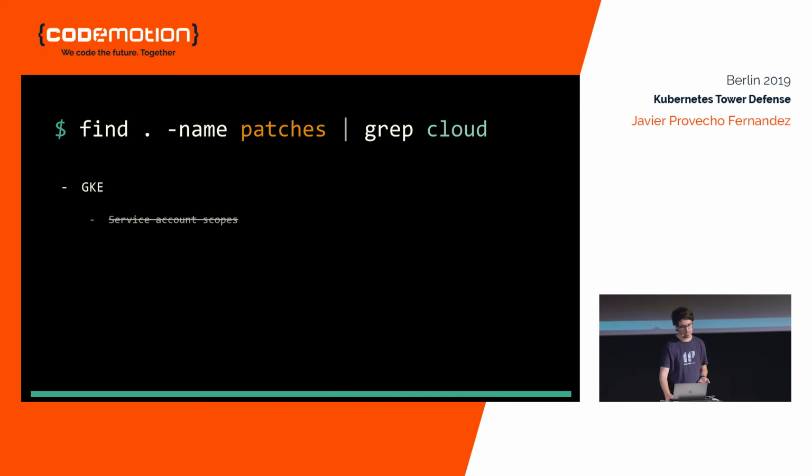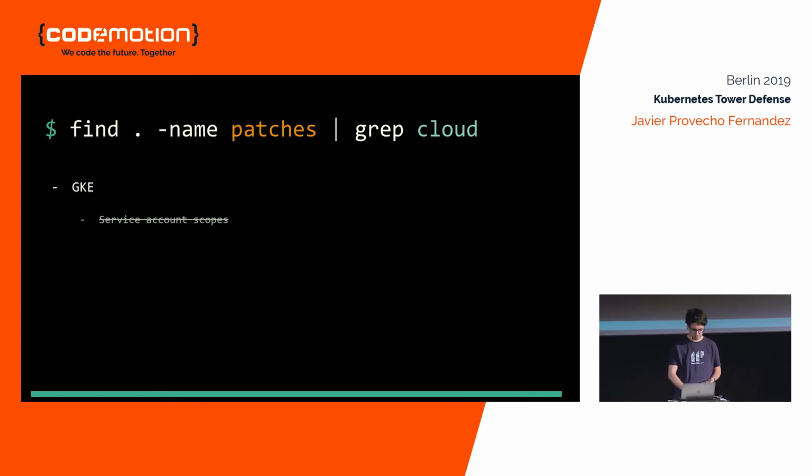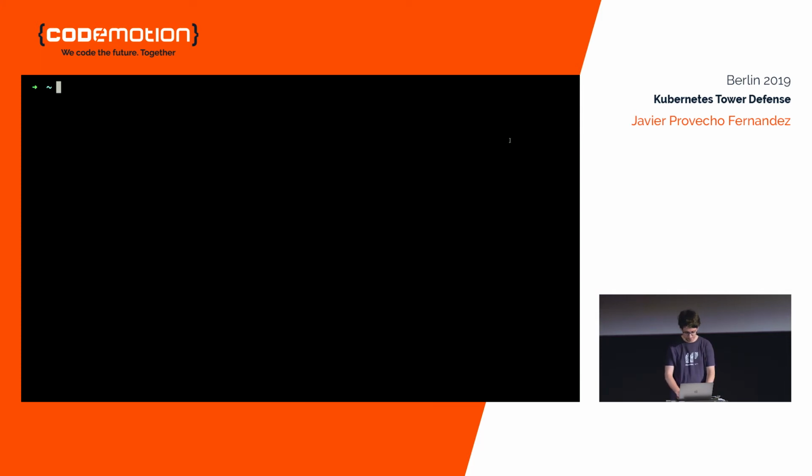Let's have a look. So, for example, using Google Kubernetes Engine, one of the first biggest issues was that when you create a Google Kubernetes Engine cluster by default, you could access the service account of the nodes from the pods. And that service account, which was intended to be used for the machine, has full project scopes. Let me show that to you.